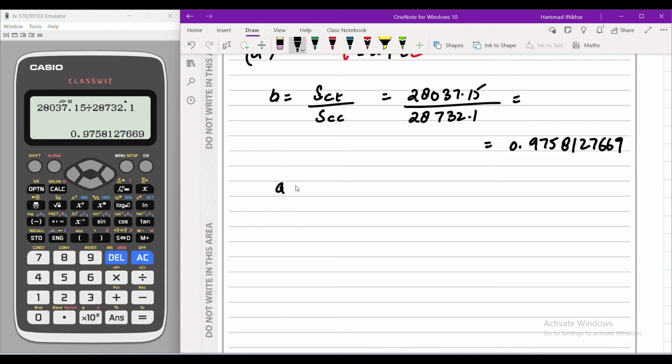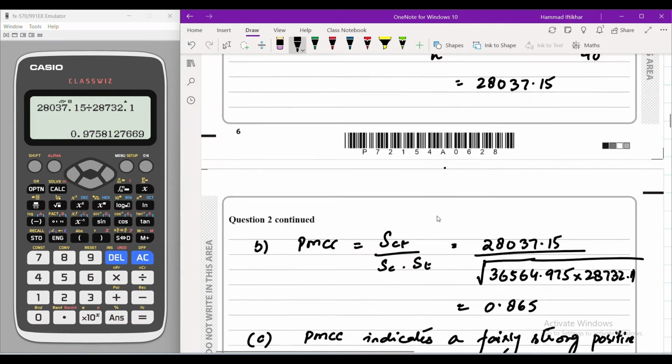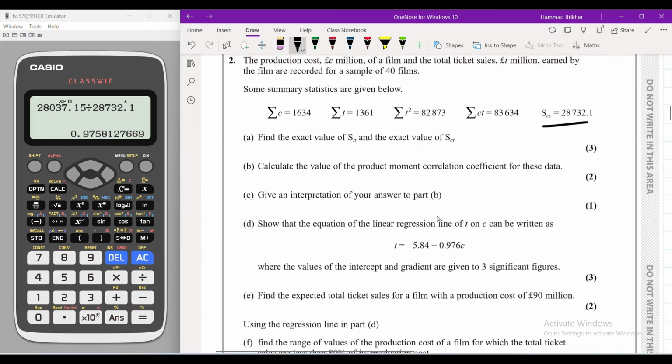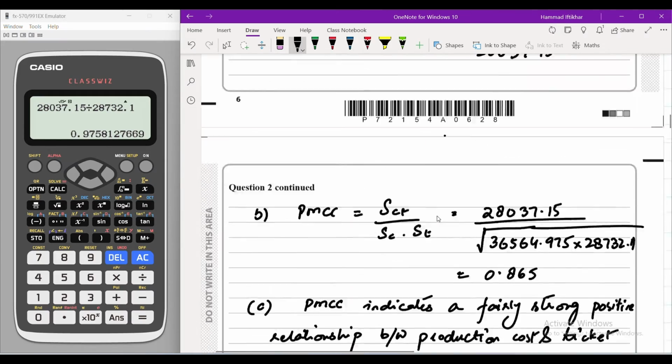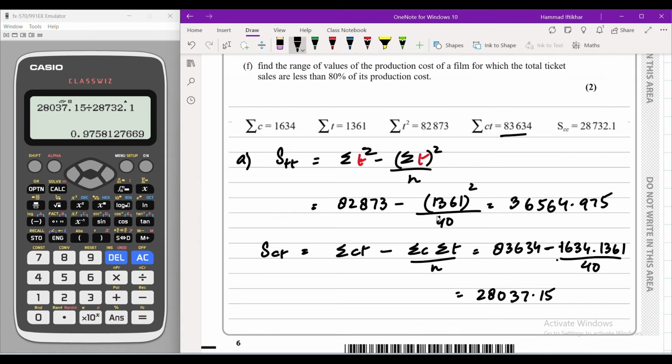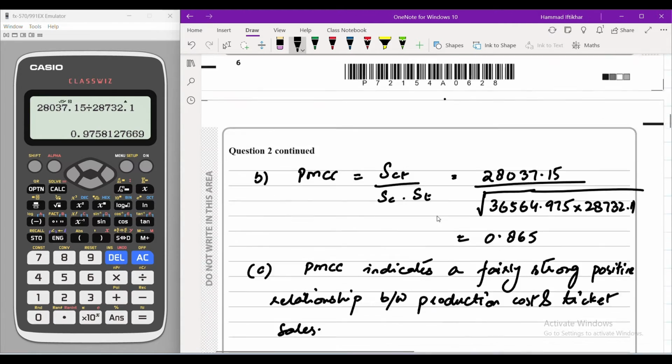Now for the a, we have to do T bar minus b times C bar. So T bar is sigma T over 40 minus b times sigma C over 40. Sigma T was 1361 and sigma C was 1634, which I wrote over here.